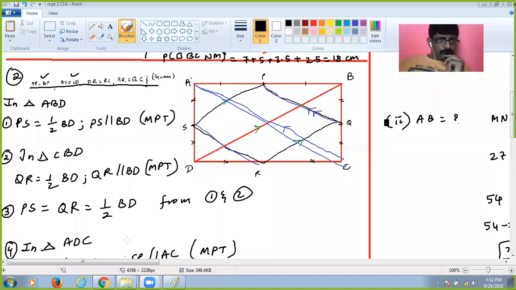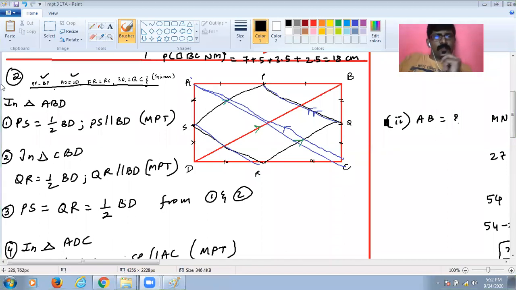Can someone read question number 2? Prove that the figure obtained by joining the midpoints of adjacent sides of a rectangle is a rhombus. Okay, so what we have to prove in this sum number 2? If we join the midpoints of the adjacent sides of a rectangle, then that forms a rhombus.